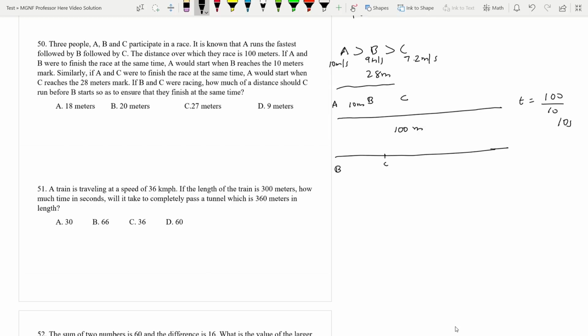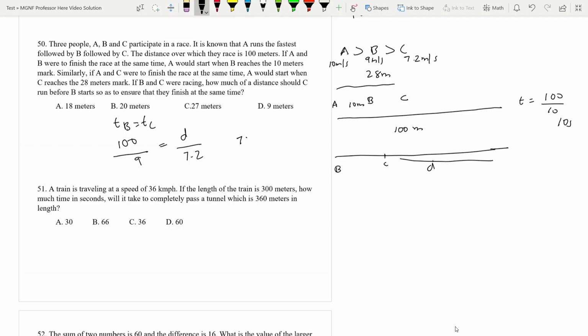The time taken by B and C is the same, since they are finishing the race at the same time. TB is equal to TC. Now the distance traveled by B is 100 meters. So 100 divided by the speed of B, which is 9, is equal to the time taken by C to travel the distance D. D by the speed of C, 7.2.